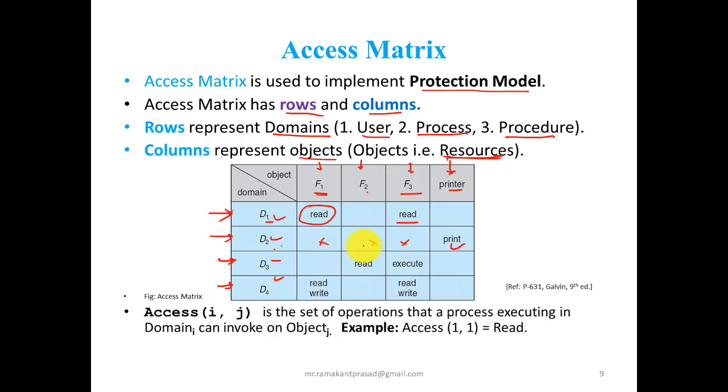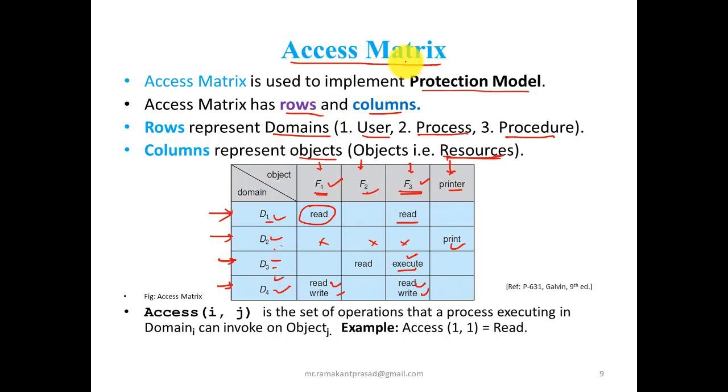D3 has access right to read the file F2. D3 has execution right of the file F3. It means D3 can execute the file F3. Similarly, D4 can read and write the file F1 and D4 can read and write the file F3. So such kind of access mechanism is implemented in the access matrix.